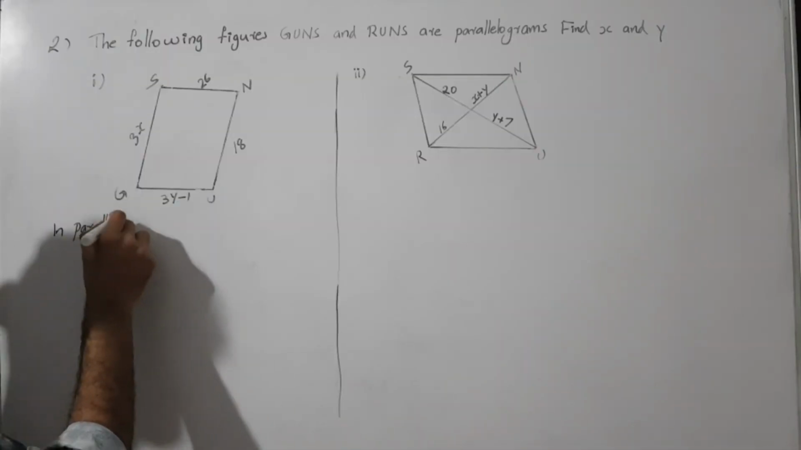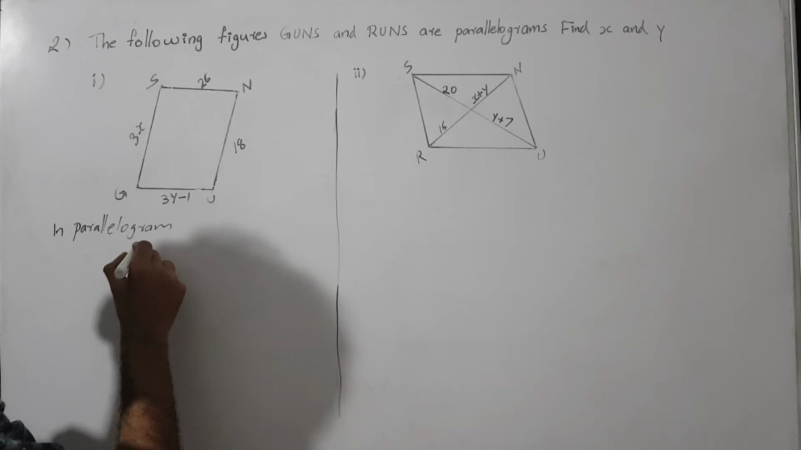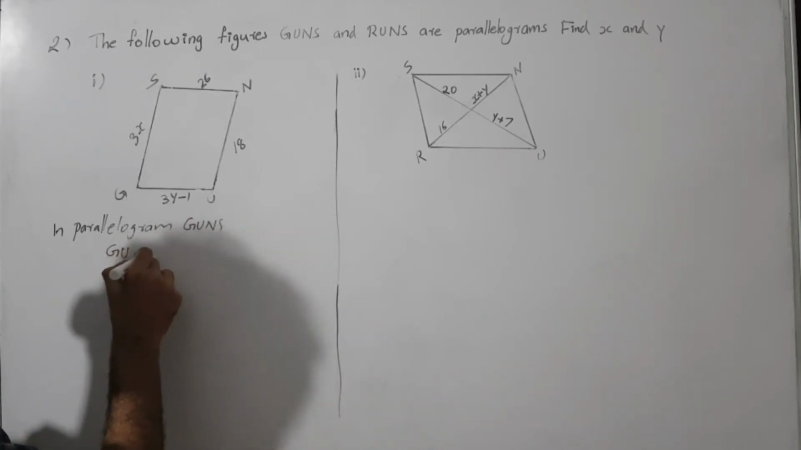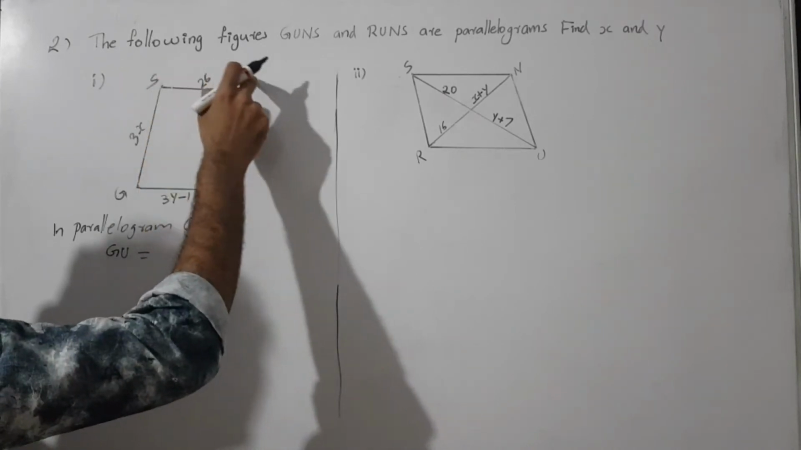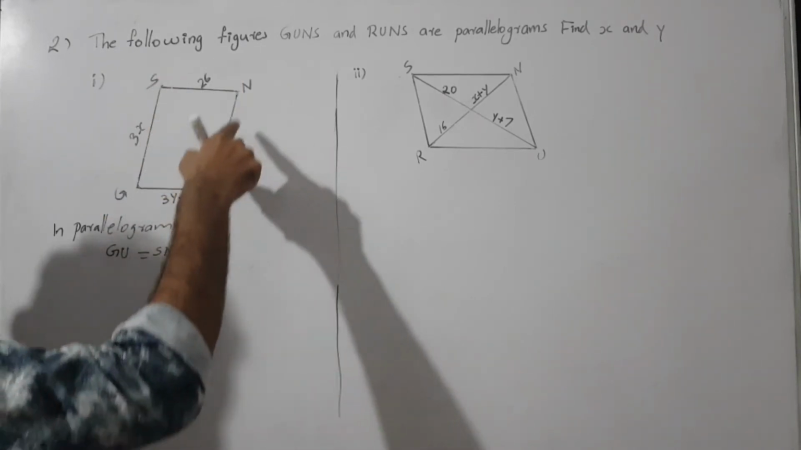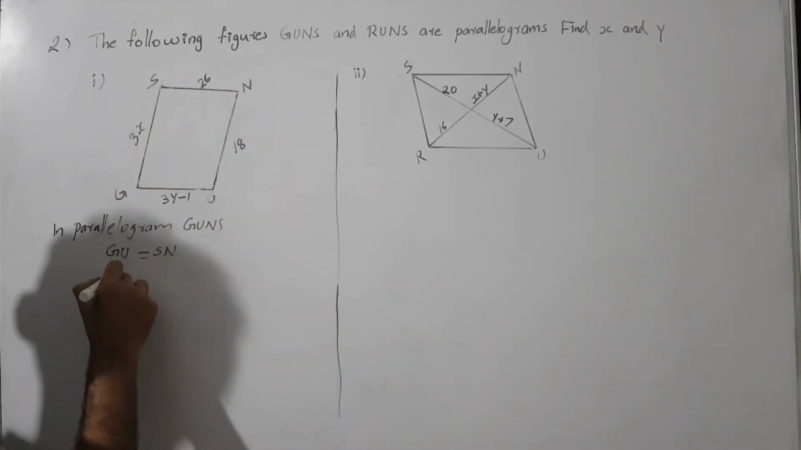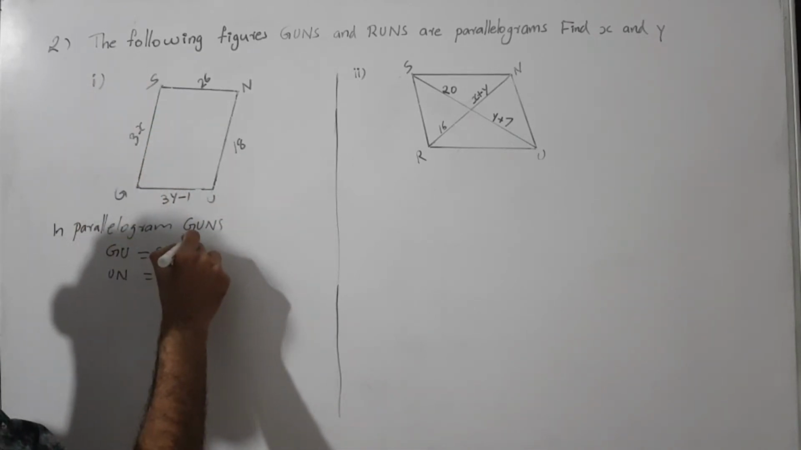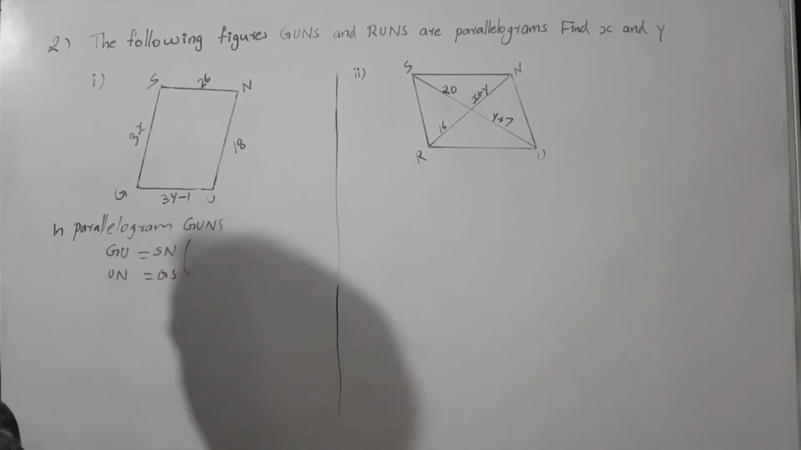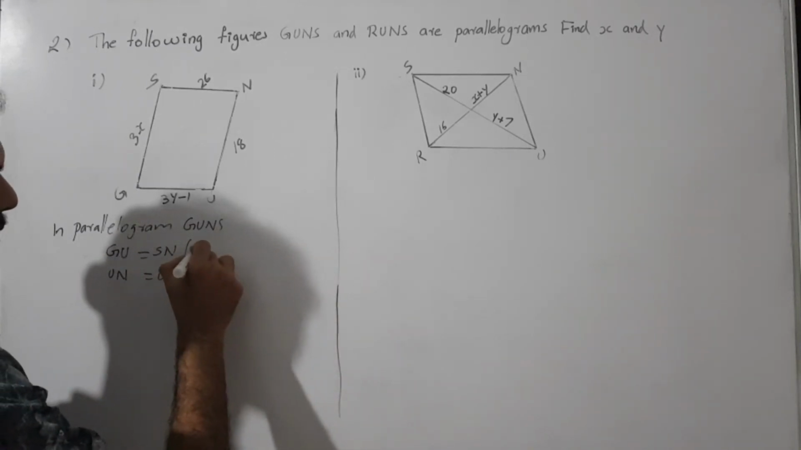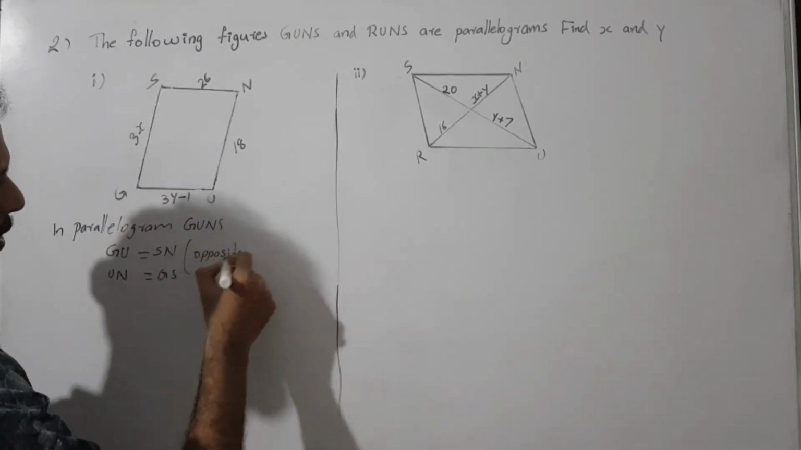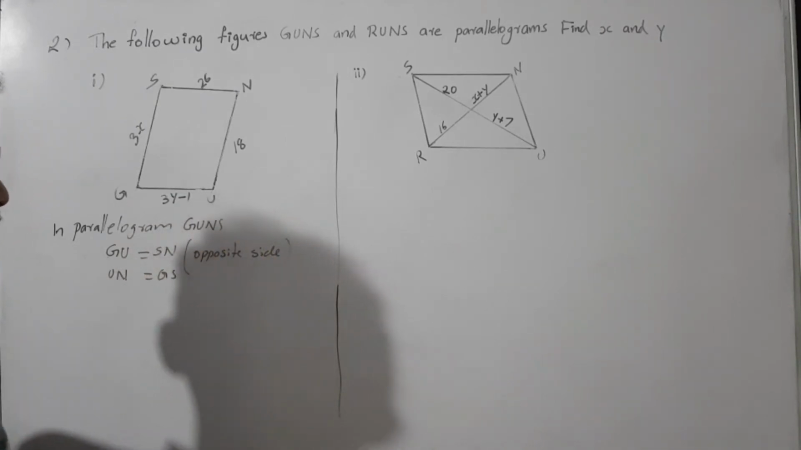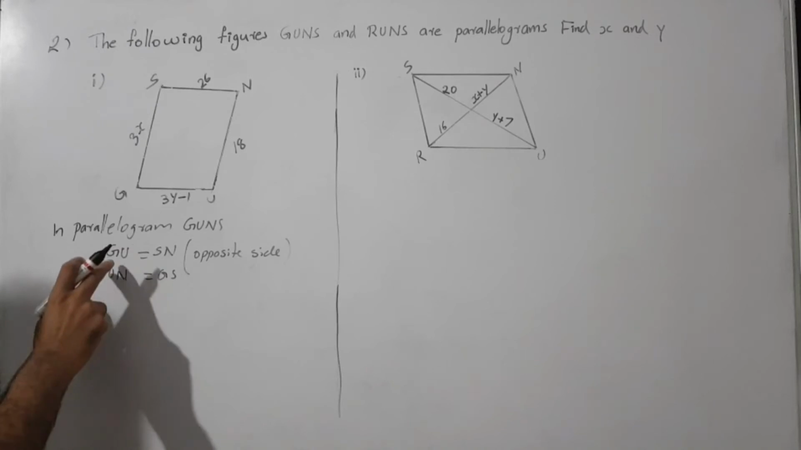In parallelogram GUNS, GU is equal to SN and UN is equal to GS. What is the reason? Both reasons are the same: opposite sides. We know the idea, we know the result. Opposite sides are equal. Then we take one by one.